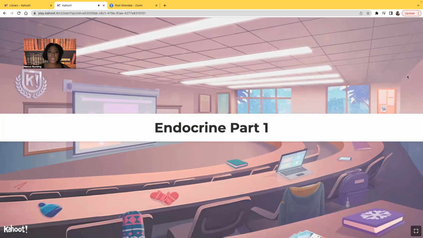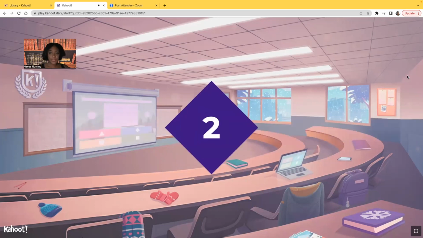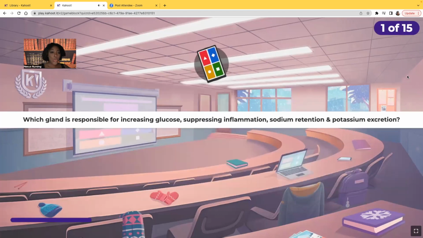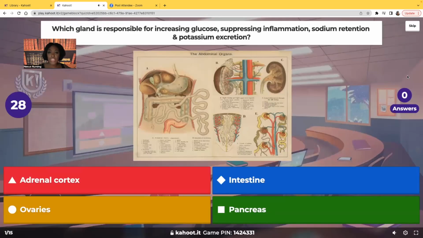Endocrine, part one. Which gland is responsible for increasing glucose, for suppressing inflammation, sodium retention, and potassium excretion? Which gland is it? Is it the adrenal cortex, the intestines, the ovaries, or the pancreas?